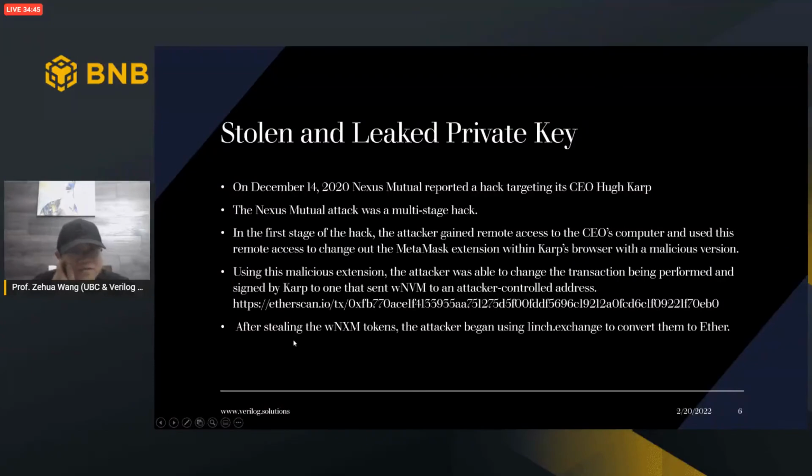After stealing these tokens, the hacker began using this exchange to convert them to Ether. Because if one person still has a lot of ERC20 tokens, it's better to just swap the ERC20 tokens back to Ether, which is the native coin in Ethereum. So it's free to transfer this Ether out.